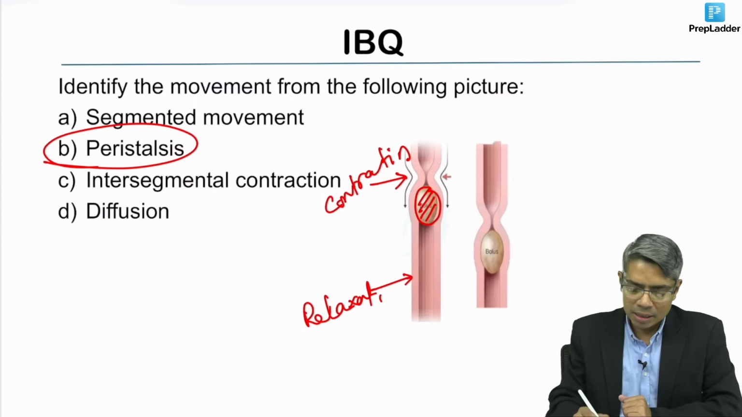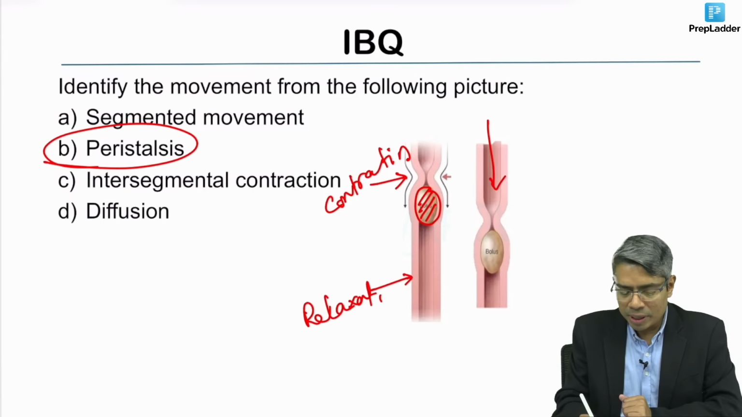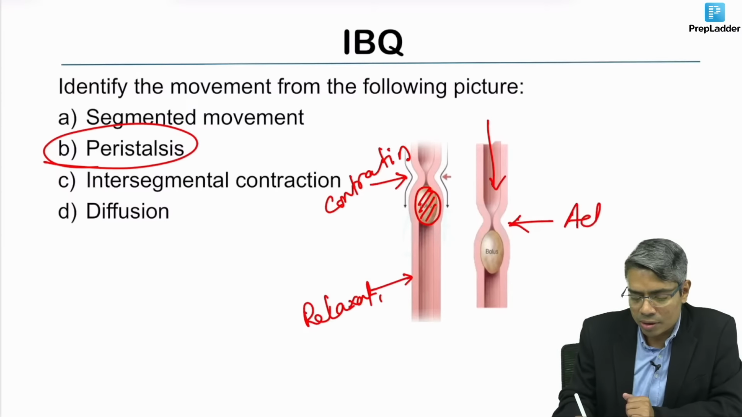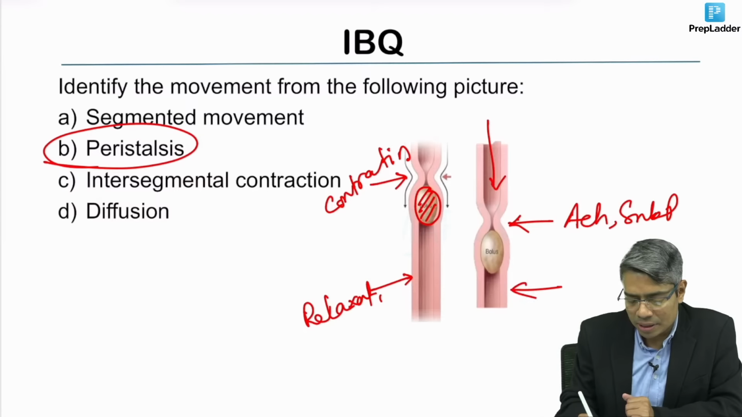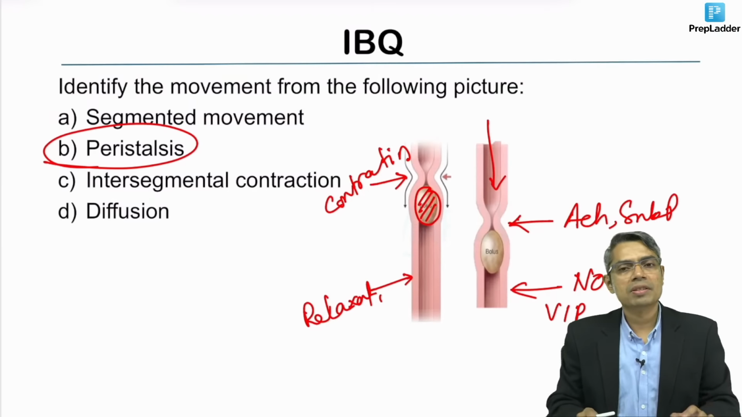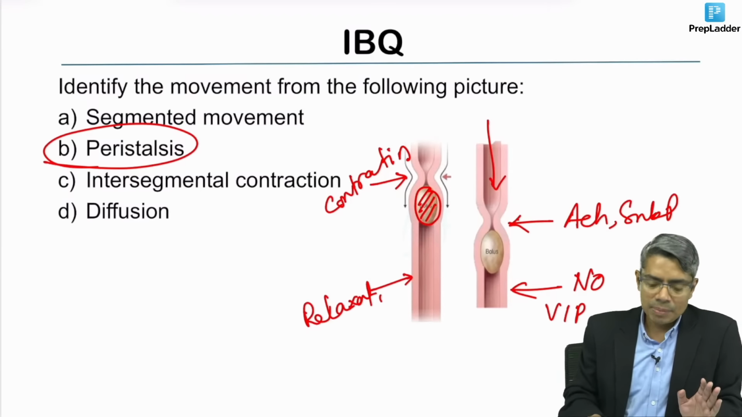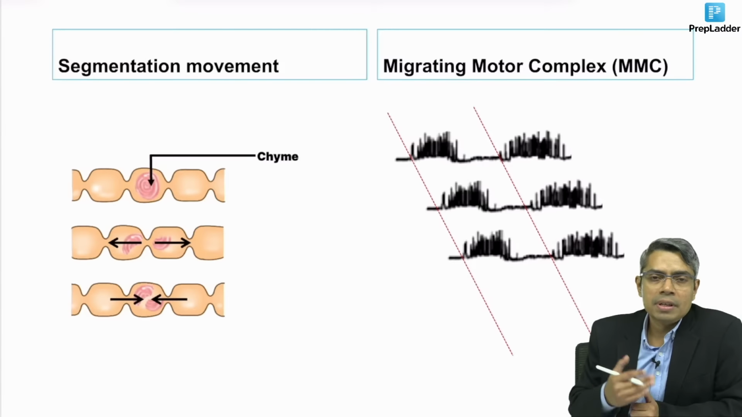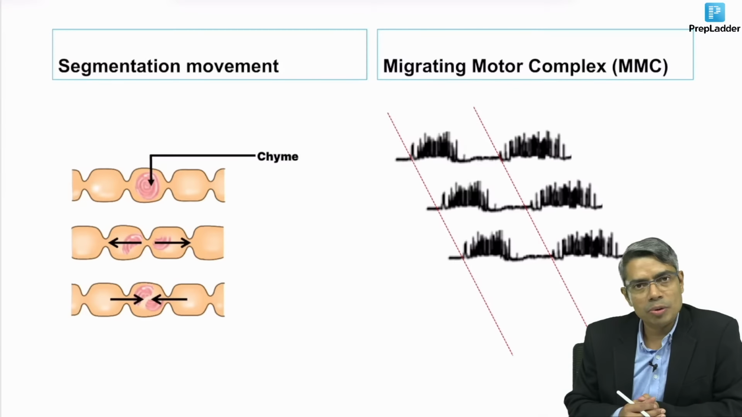We all know that peristalsis is a kind of propulsive movement where contraction of the proximal part of the food bolus occurs due to ACH and substance P, and the relaxation of the distal part occurs due to nitric oxide as well as VIP, vasoactive intestinal polypeptide. Okay. So, peristalsis is the typical answer, but sometimes the image based question can also be given for segmentation and the migratory motor complex movement.